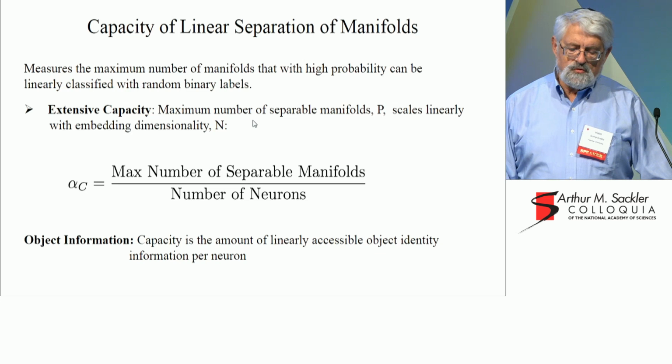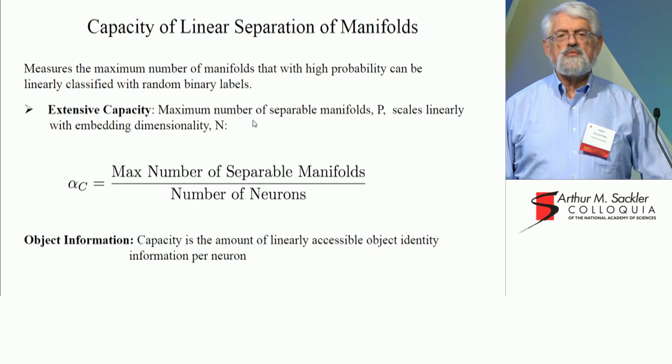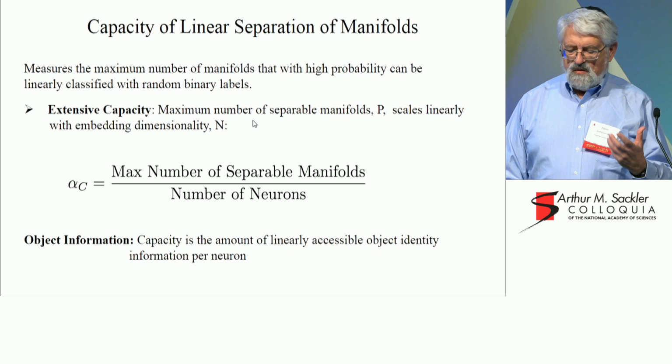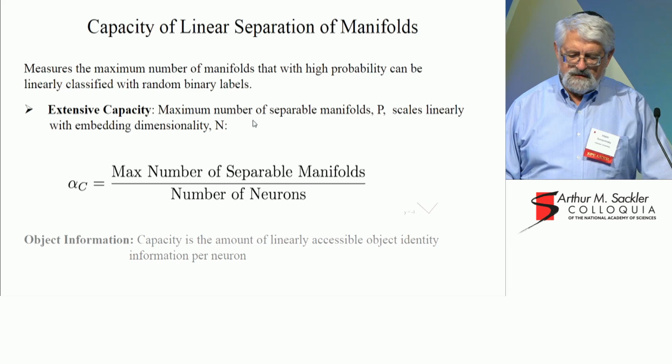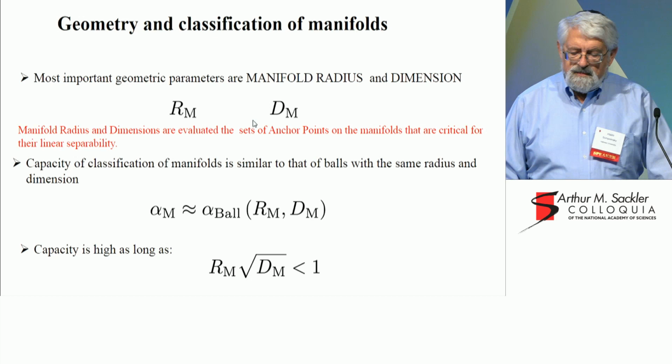So I would like to think about this capacity as object information, object accessible information: how much information that can be linearly accessed about object identity we have per neuron, at a given layer, at a given network, and so on and so forth. Okay, so let me skip this. So how about geometry?